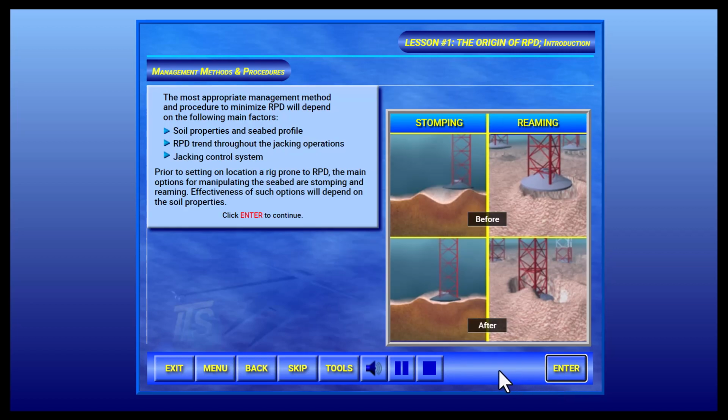The most appropriate management method and procedure to minimize RPD will depend on the following main factors: soil properties and seabed profile, RPD growth trend throughout the jacking operations, and jacking control system. Prior to setting on location a rig prone to RPD, the main options for manipulating the seabed are stomping and reaming. Effectiveness of such options will depend on the soil properties.